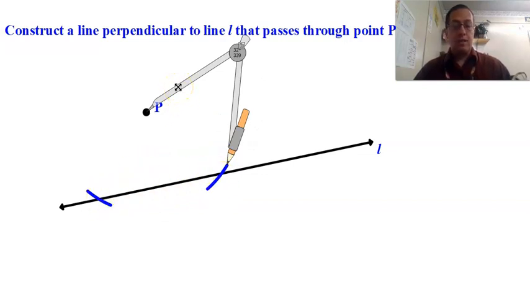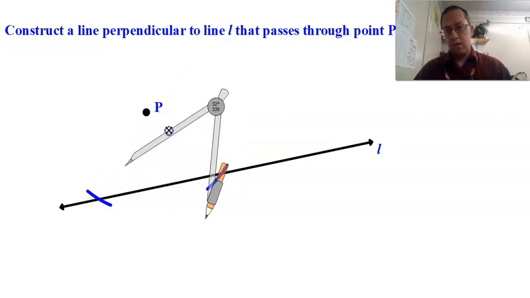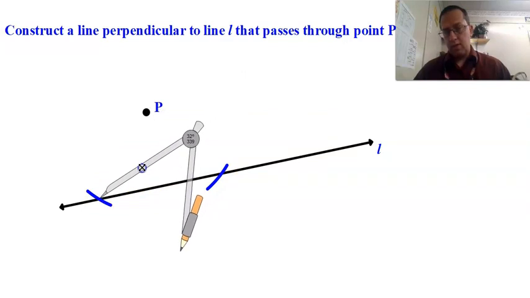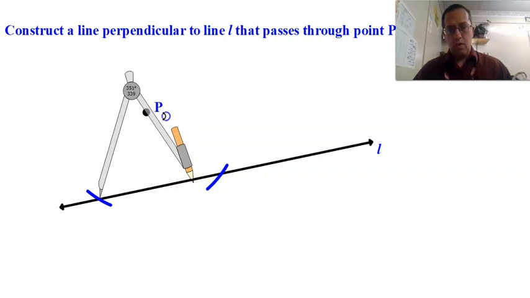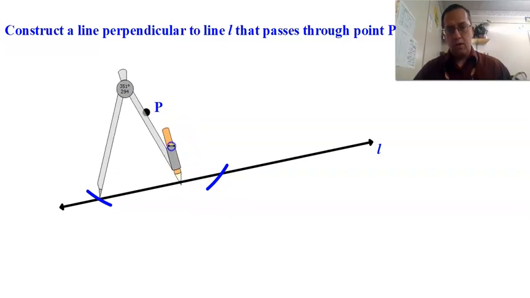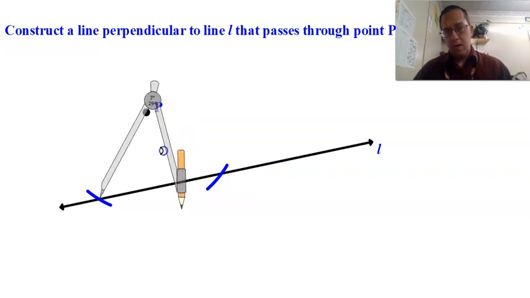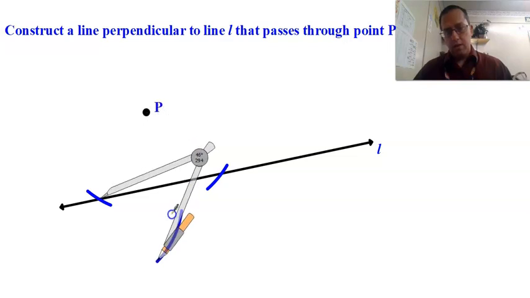I'm going to bisect this segment that I've made, the segment that goes from this tick mark to that tick mark. So again, we set our center on one endpoint, make sure that we are more than halfway, and our radius is definitely more than halfway. And I'm just going to, this time, make a mark down below the line.